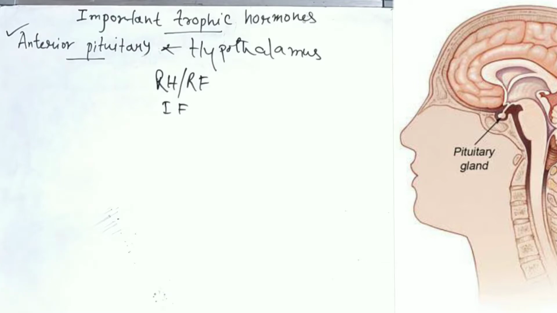So already we have discussed one of the trophic hormones, that is GH or STH, the somatotrophic hormone. Now today I will show you the other trophic hormones like TSH, ACTH, GTH, prolactin, etc. So here we start.